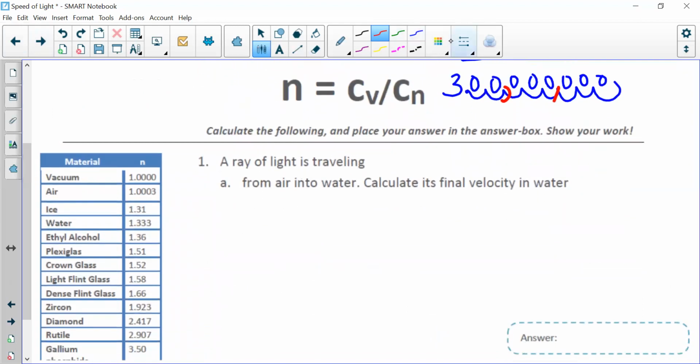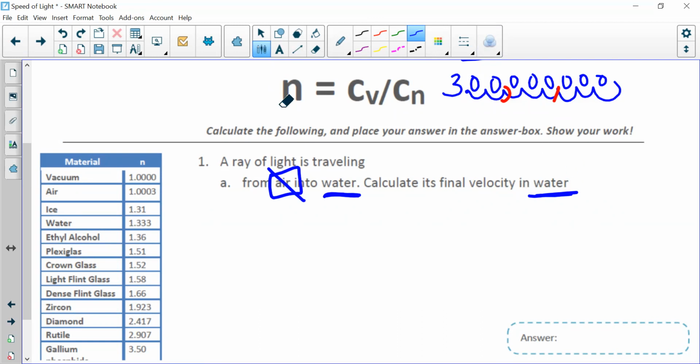Okay, so in this question, it says, a ray of light is traveling from air into water. So let's say it's going from air into a lake or air into your pool. We want to figure out what's the final velocity of the light in the water. I'm not worrying about what it came from, just where it is in the question where it's asking me for the speed in that medium. So I don't care where it came from, just what's the speed in the water.